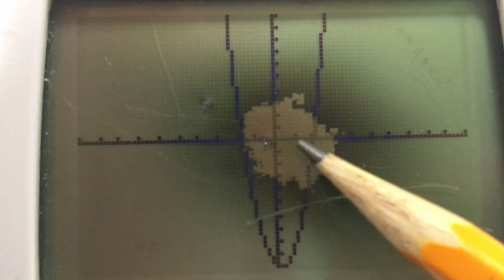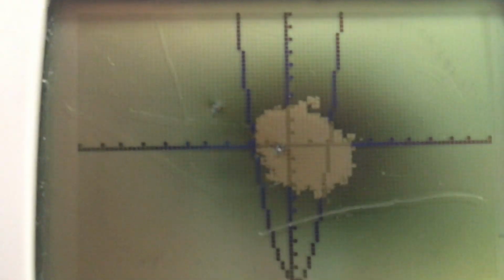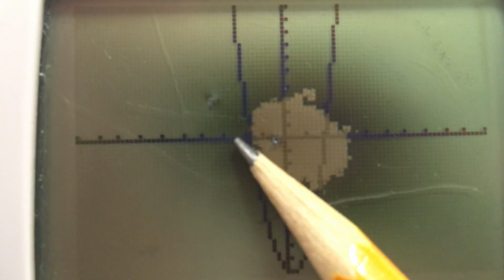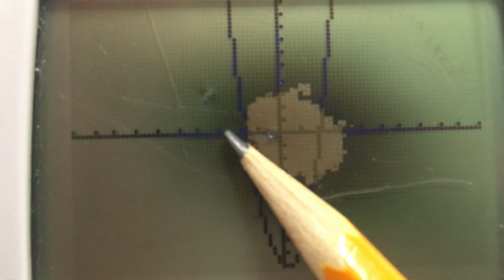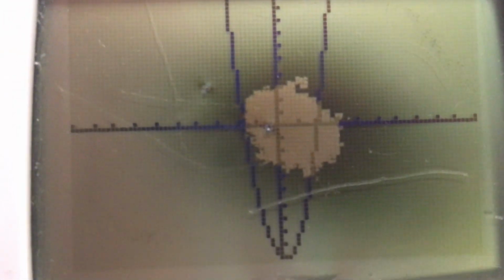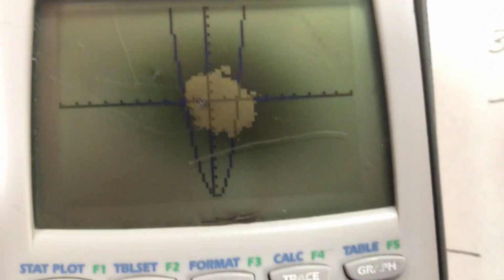Here's the middle, the origin. There's 1, there's 2. And then the other one is right here between negative 1 and negative 2, at negative 1.6. And our y-intercept is way down here at negative 10, because our C number was negative 10, and that tells us what our y-intercept is.